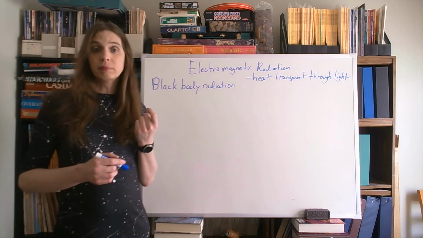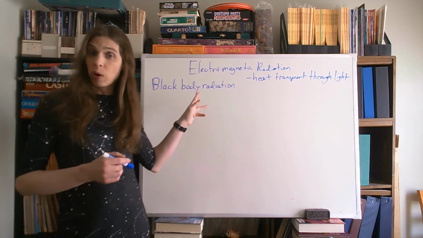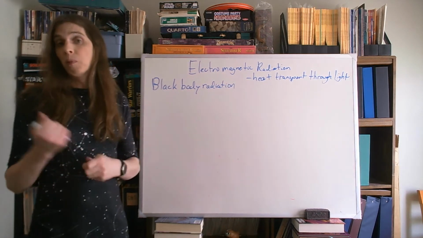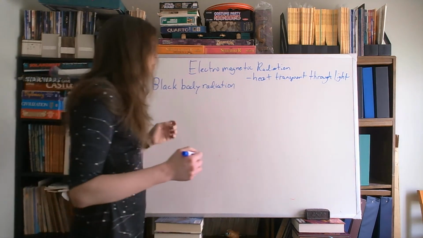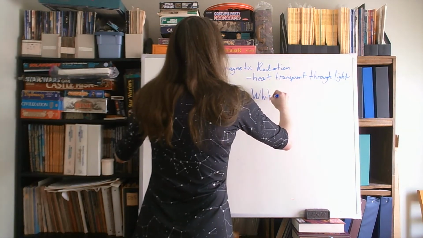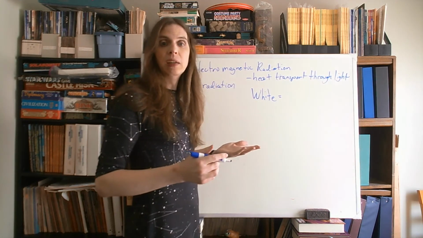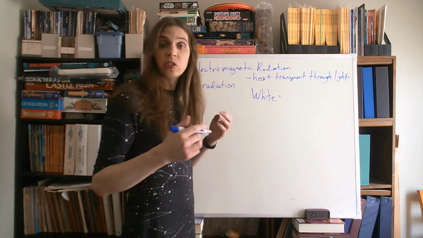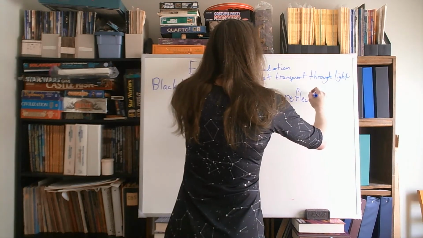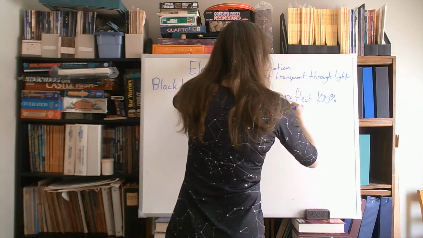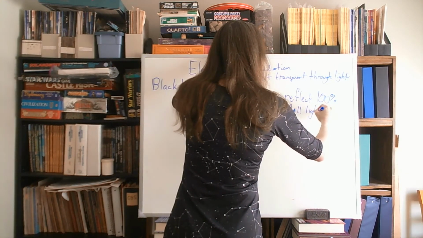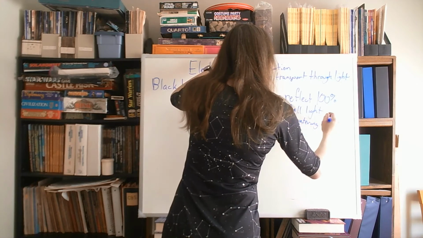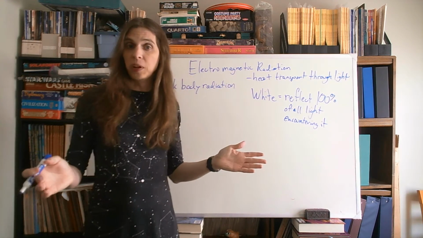So when we want to talk about black body radiation, what does that mean? We first need to think about what we mean by the color black and the color white. By white, what we mean is if it's a perfect white object, it means it's going to reflect all the light encountering it.